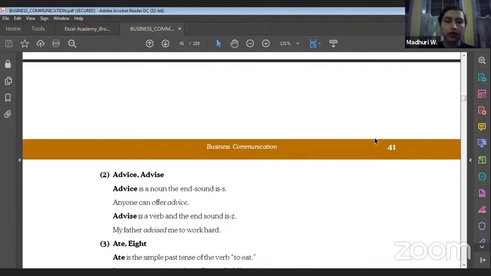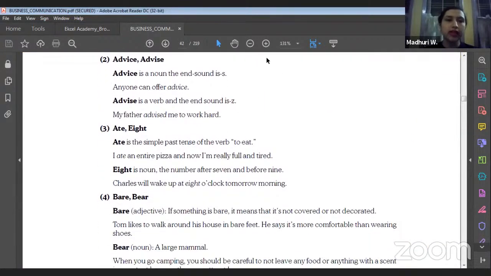Similarly, you have words like advice and advise, right? Advice is a noun that ends with an S sound. Anyone can offer advice. Advise, on the other hand, is a verb and the S sounds like a Z. My father advised me to work hard. Then you have ate and eight. Ate is the past tense of to eat. I ate my meal. I ate an entire pizza.